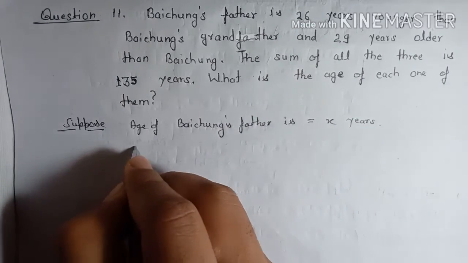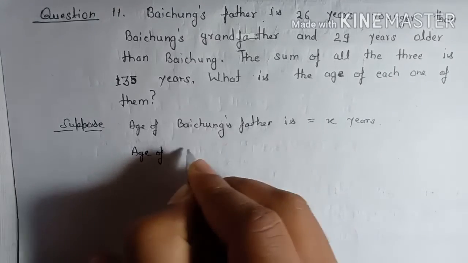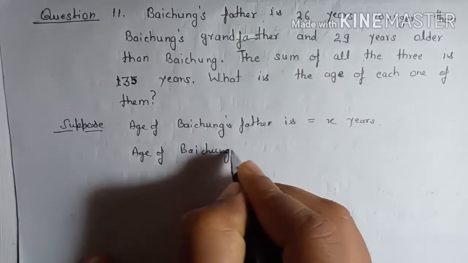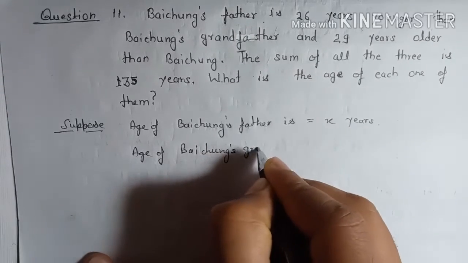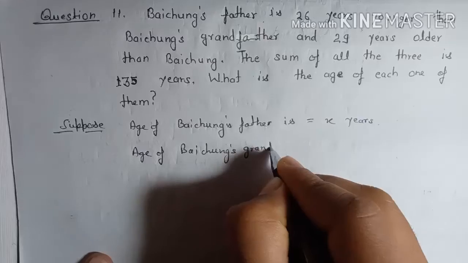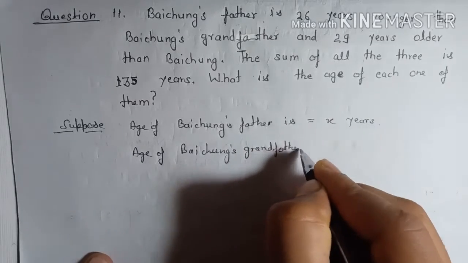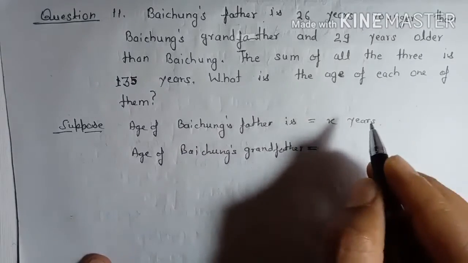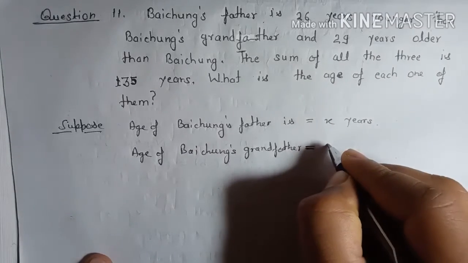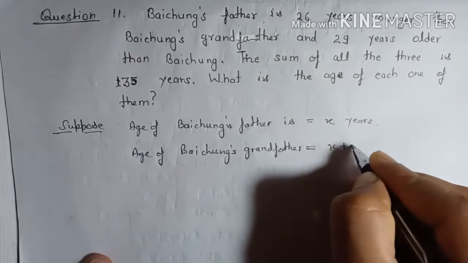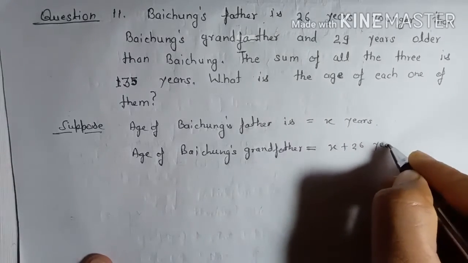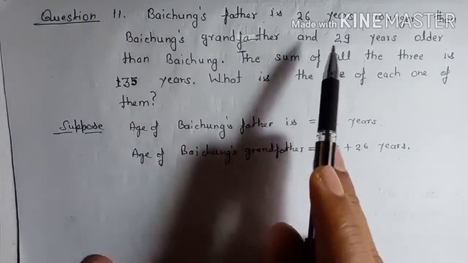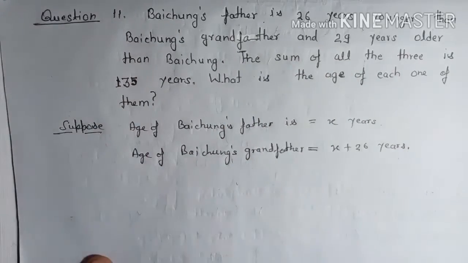So you can write age of Baichung's grandfather is what? 26 years more than his father. So that is X plus 26 years. And it is given here that Baichung's father is 29 years older than Baichung.